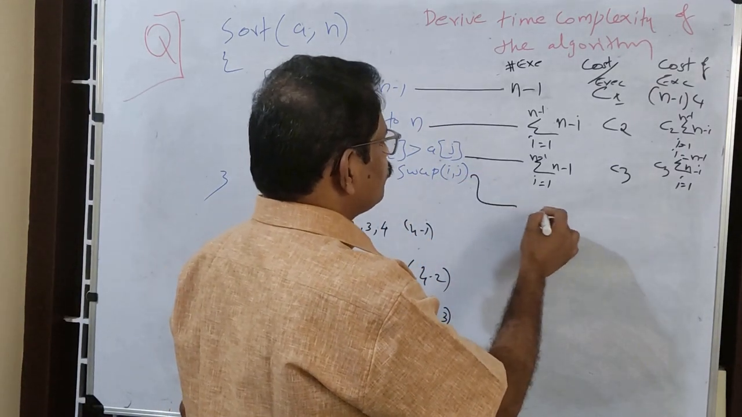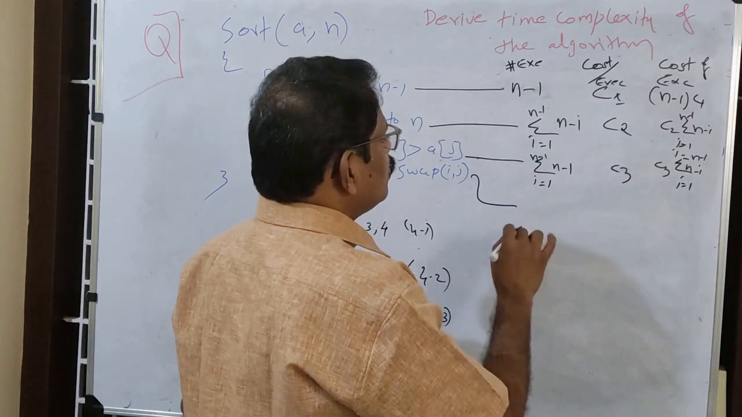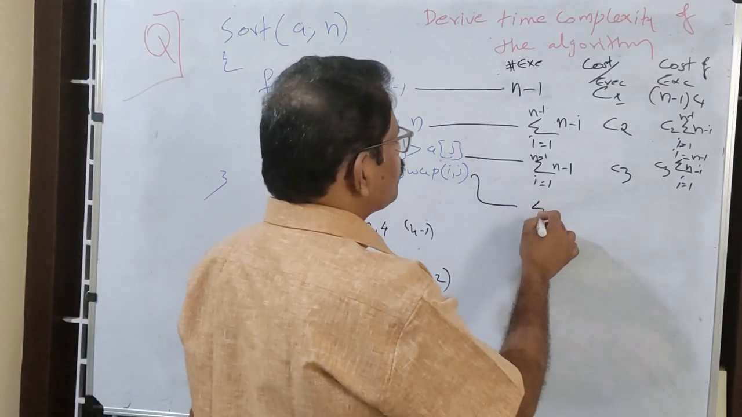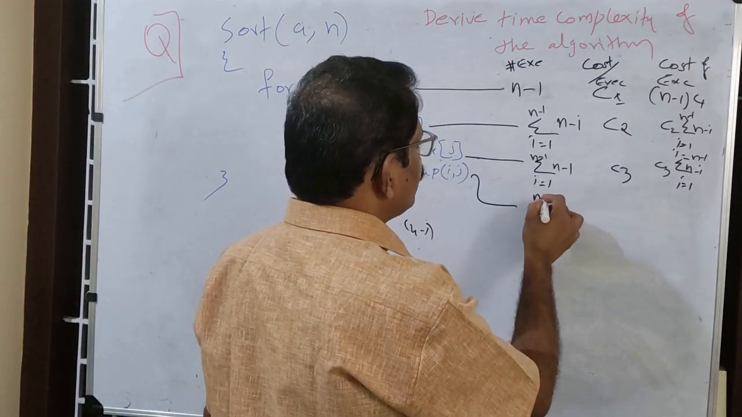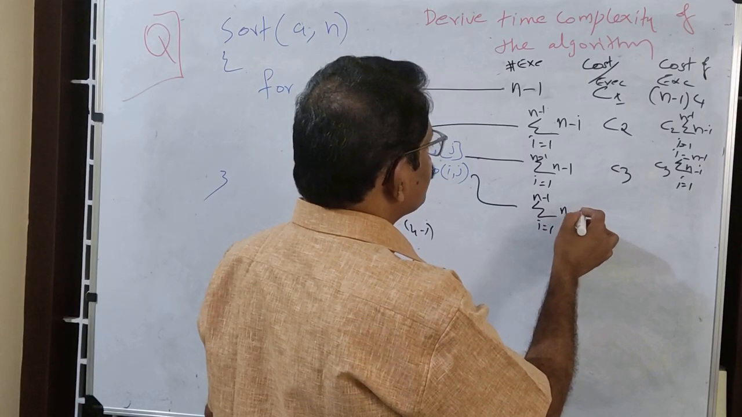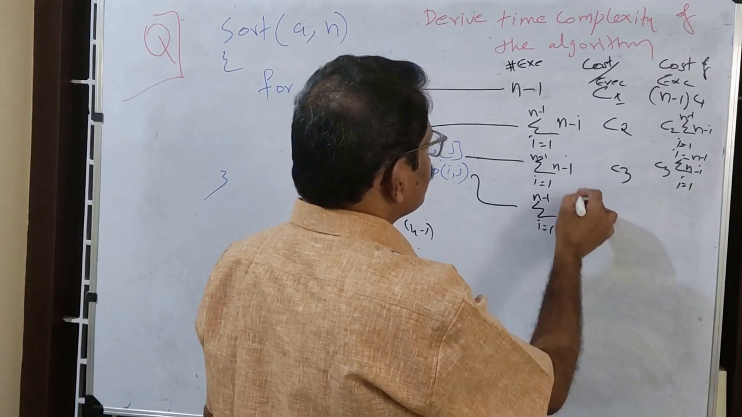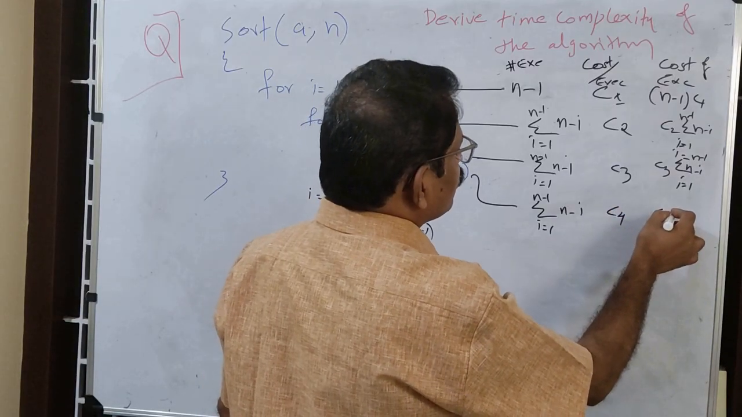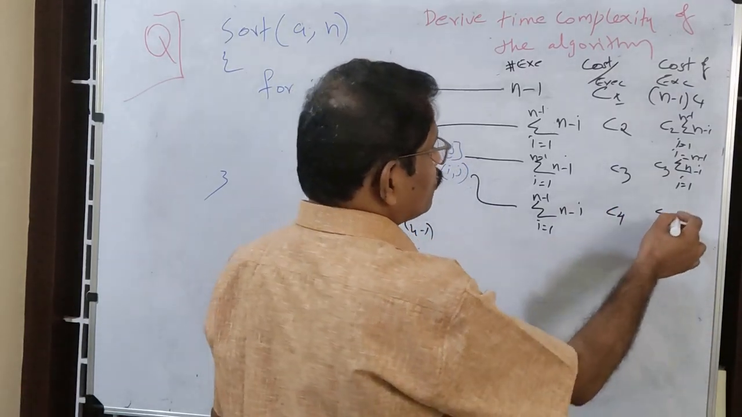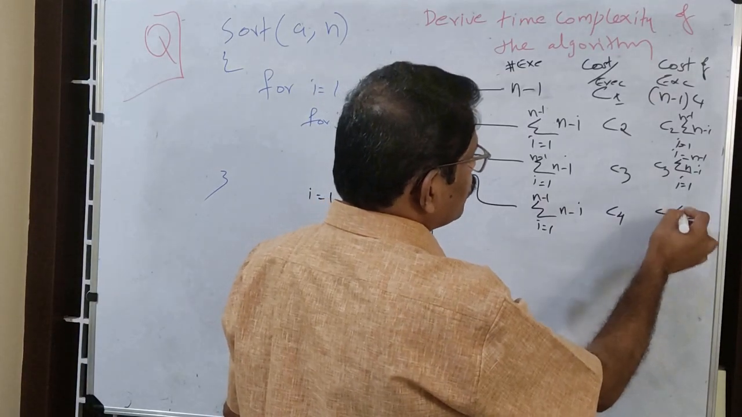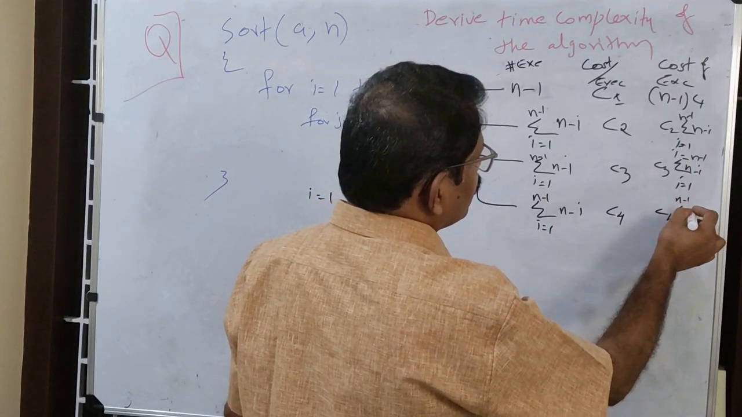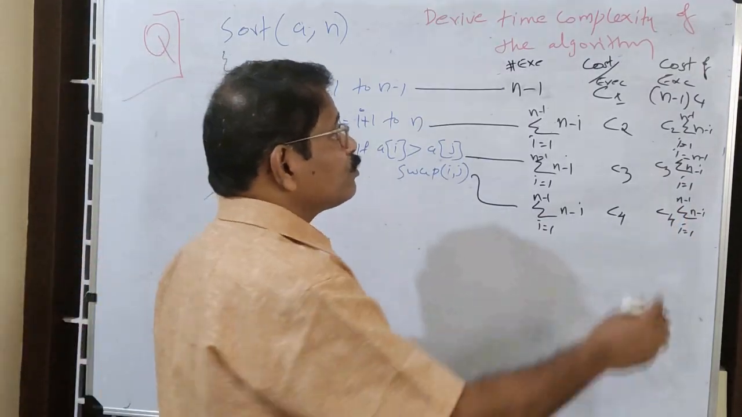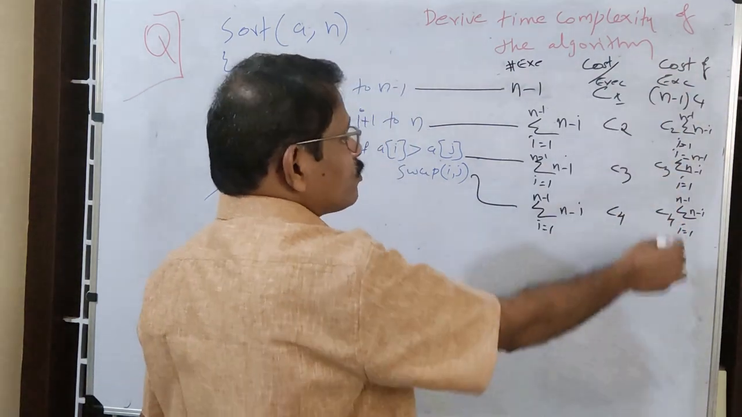Suppose this also works the maximum times. So it will be sigma i equal to 1 to n minus 1 of n minus i. Its cost is C4. This is cost per execution. So total execution cost is sigma i equal to 1 to n minus 1 of n minus i.